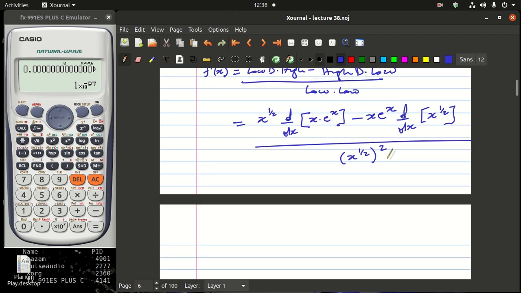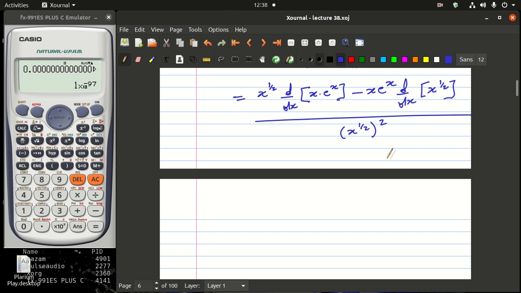So that's what you do. This is not hard at all. So once you have that, you can see that we still have x raised to 1 over 2 times, what is the derivative of this? We have two functions here. There is one function multiplied by another function.